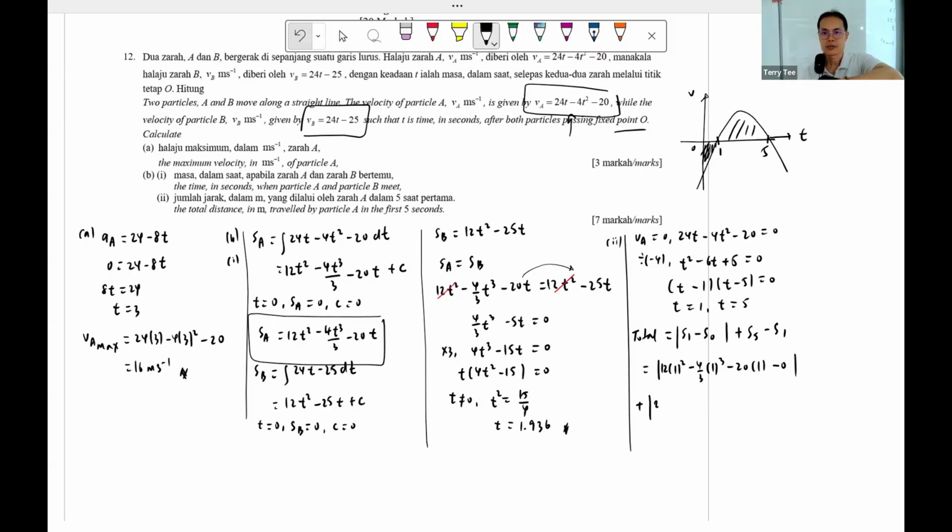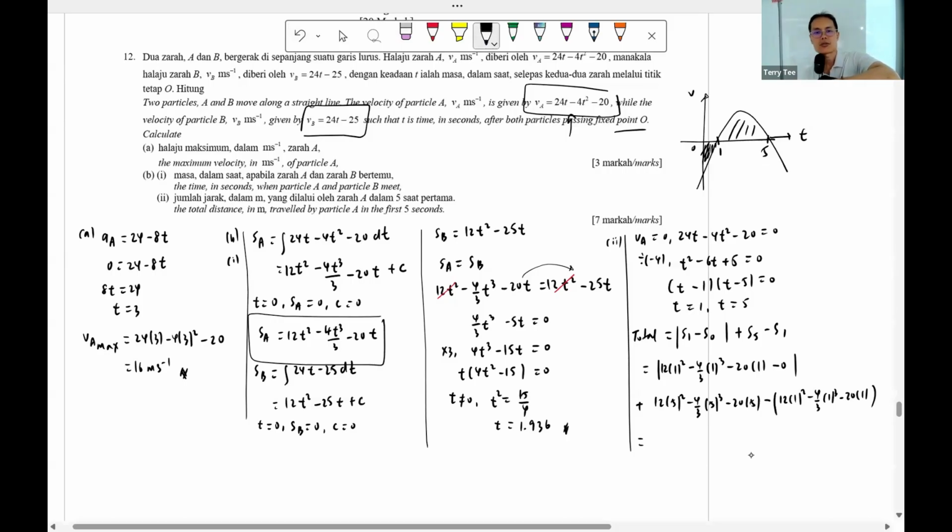12 times 5 squared minus 4 over 3 times 5 cubed, minus 20 times 5. Okay, actually the second one no need modulus, sorry. The first one you need to put modulus, second one no need. But it is okay if you put modulus also, no problem, it's not wrong. 12 times 1 squared, minus 4 over 3 times 1 cubed, minus 20 times 1.